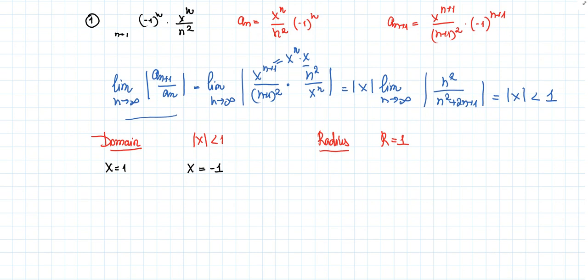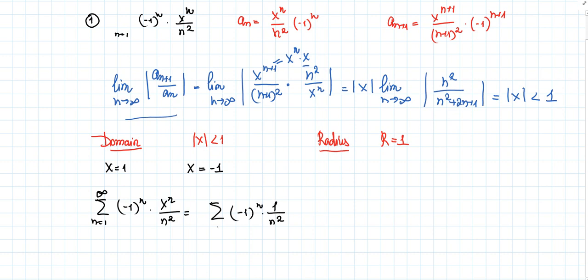So when x is equal to 1, for the series, n goes from 1 to infinity, minus 1 to the power of n, multiplied by x to the power of n over n squared. When we substitute x with 1, it becomes just a summation of minus 1 to the power of n, multiplied by 1 divided by n squared, when n goes from 1 to infinity, and this series is convergent, right? 1 over n squared is convergent, and minus 1 to the power of n multiplied by 1 over n squared is also convergent, right? So actually the series is absolutely convergent, okay?